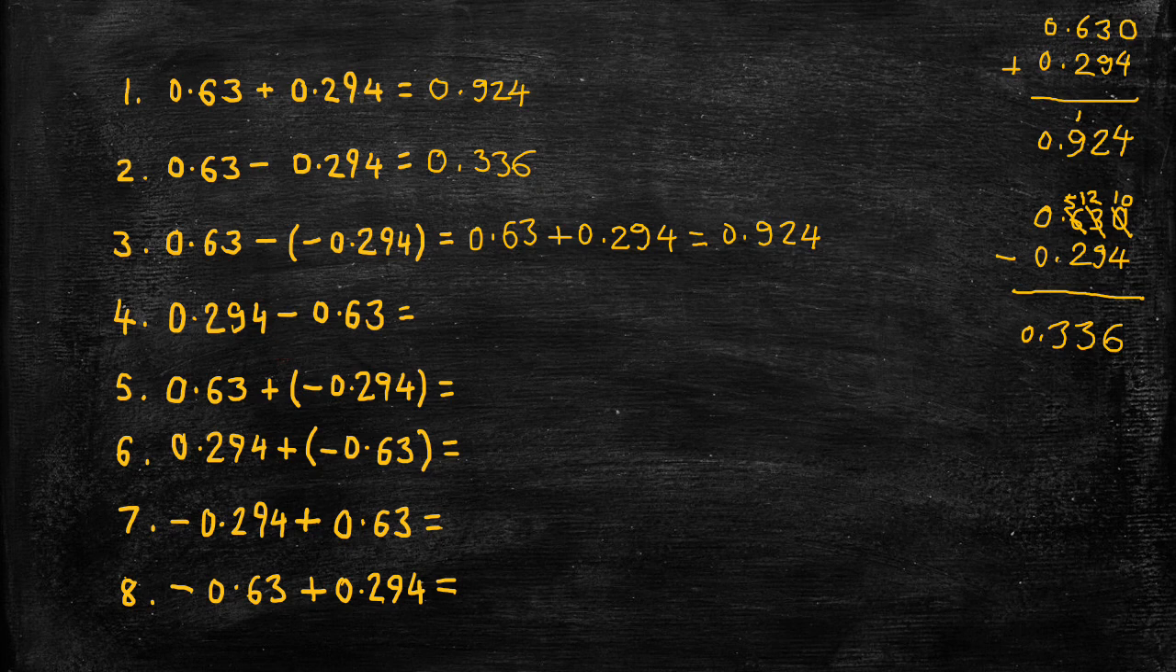So instead, I need to recognize that this is going to be the same as the negative of, if I just switch the numbers around. And if I look above, I've already done 0.63 minus 0.294 up here, so I get 0.336. So my answer must be the negative of 0.336.